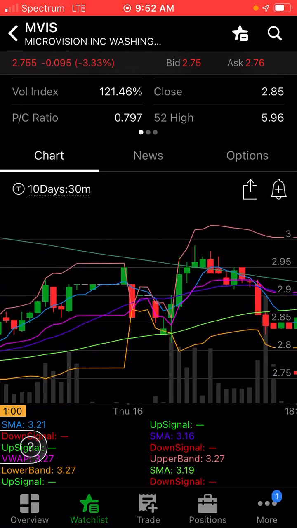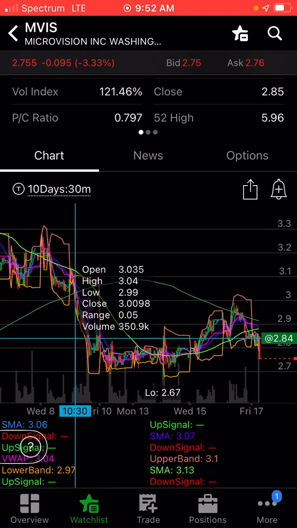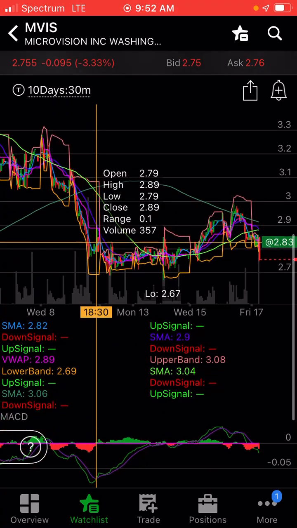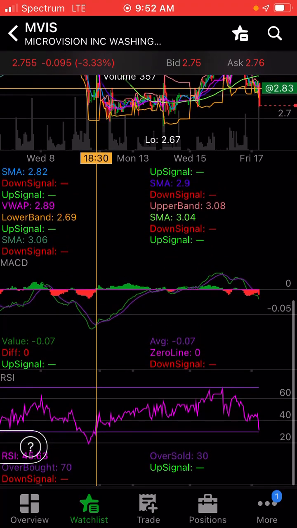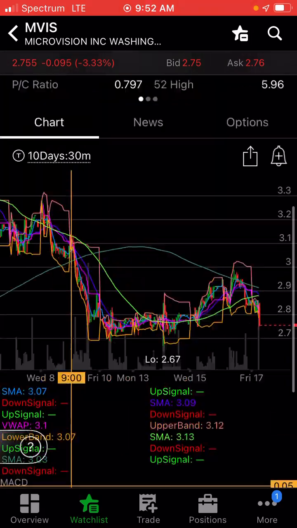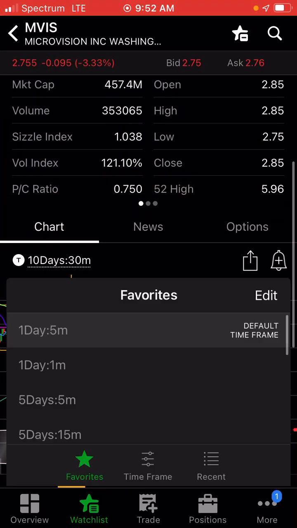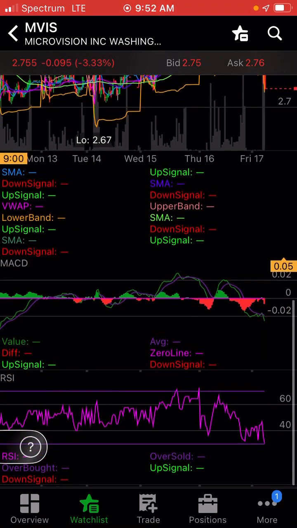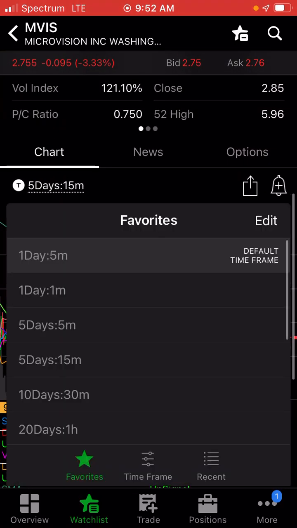Back to our 30-minute time frame. Got rejected hard, this bounce right there. The only thing I'm seeing that's really positive this morning is that RSI is really oversold on 30 minutes. So that's always really good to see. Let's see how oversold it is on 15. It's oversold on 15 as well.